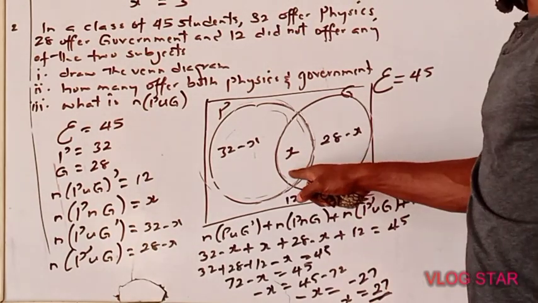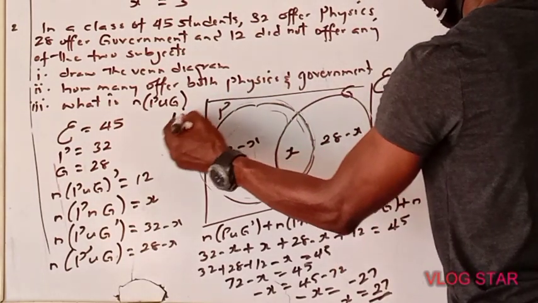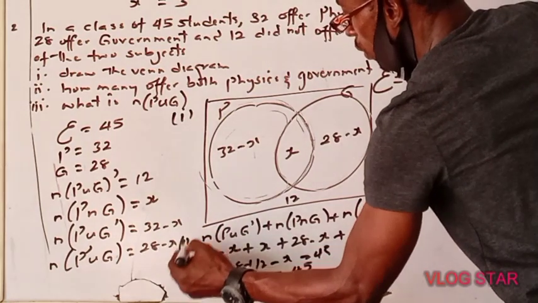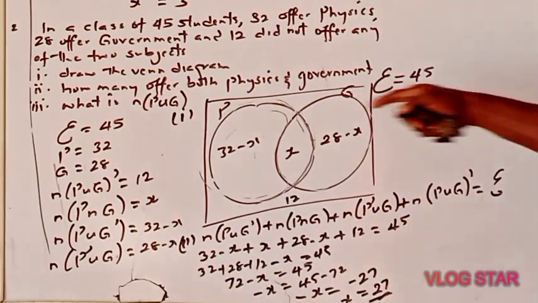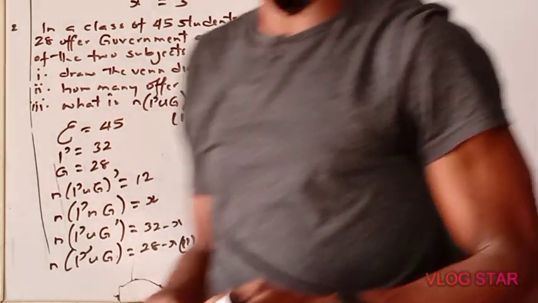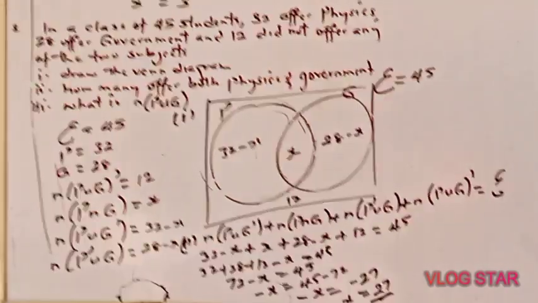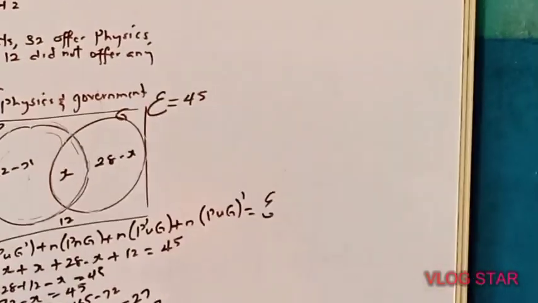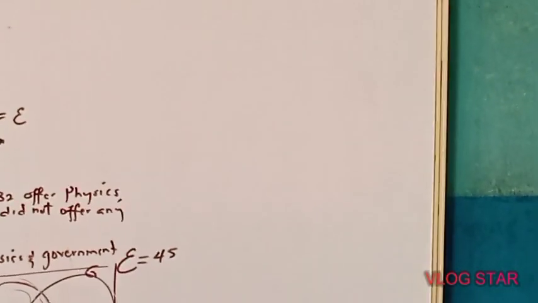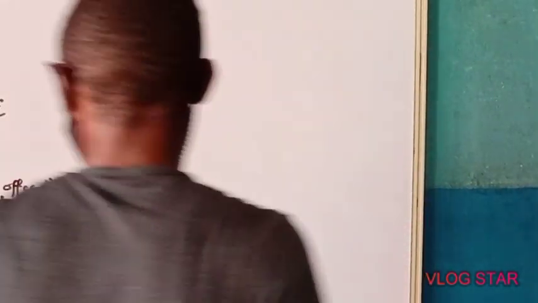We found x. We've drawn the Venn diagram, which is question 1. They say how many offer both subjects, which is question 2. And we now have to find n(P union G). Now, union means addition of everything. So what we do is look for how many, what is P alone.